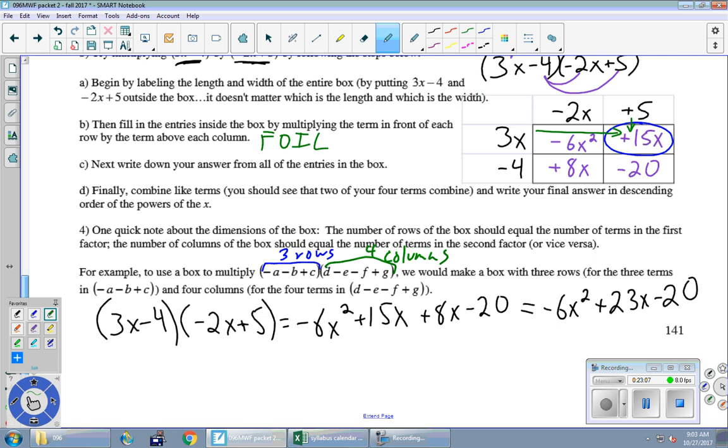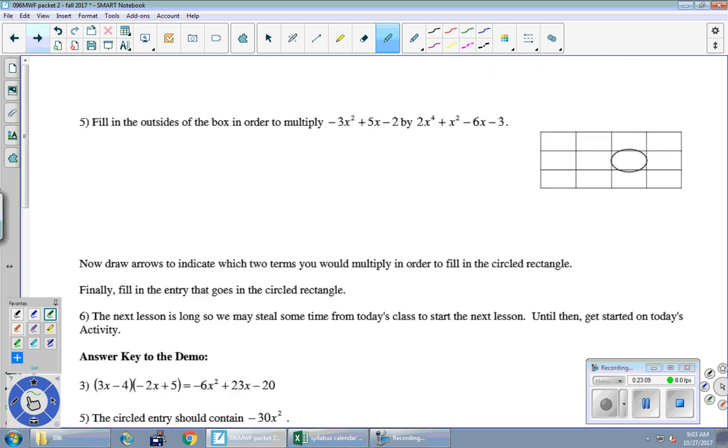Okay, one last example before we do the activities. It says fill in the outsides of the box in order to multiply these two things together. We're not going to actually do the entire multiplication, but how many terms here? That's 3 terms, and then the other one? That's 4 terms. So clearly, the 3 has to go on the left-hand side, and the 4 has to go across the top.